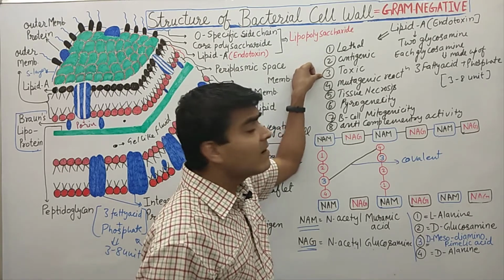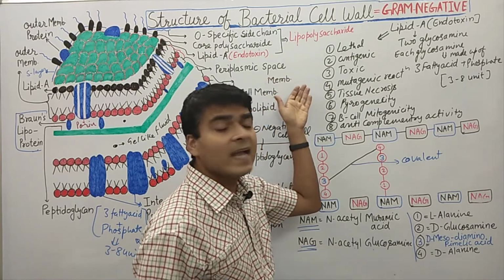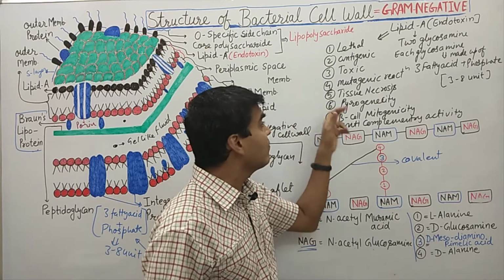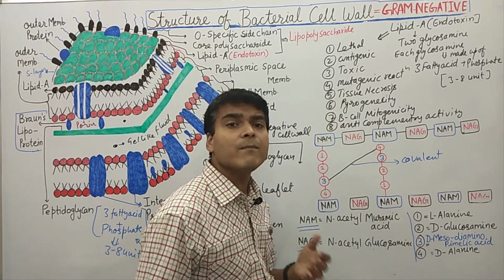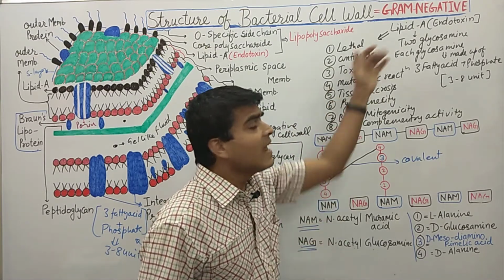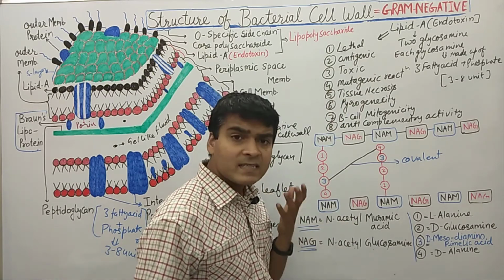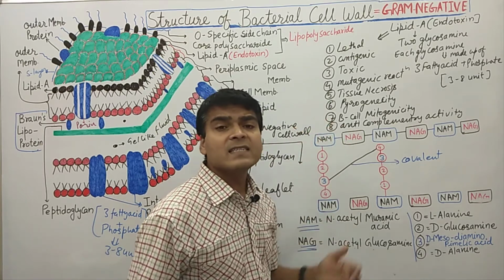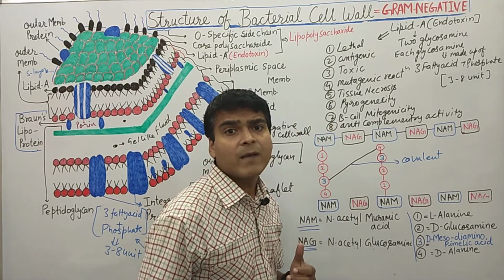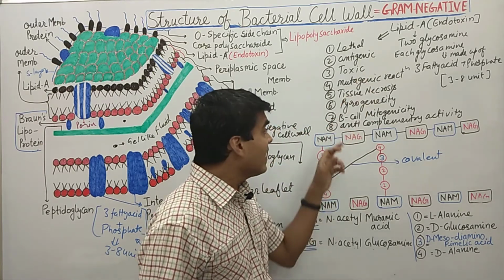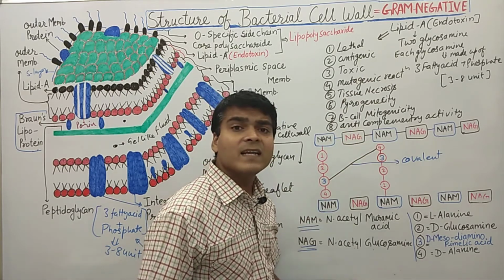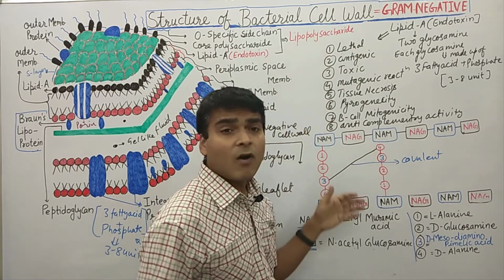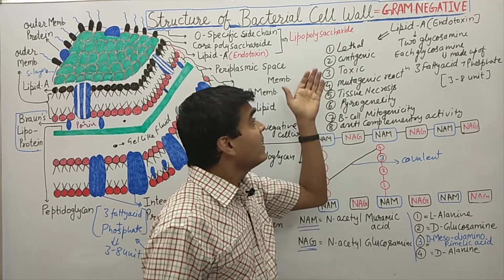Then the third one is that it is toxic, and it also produces a mutagenic reaction. The fourth one is tissue necrosis and pyrogenicity caused by the endotoxin of various gram negative bacteria, as well as B cell mitogenicity, which is also caused by gram negative bacteria endotoxin. Then anti-complementary activity is also produced by lipid A endotoxin. So these are the various toxic activities produced by lipid A.